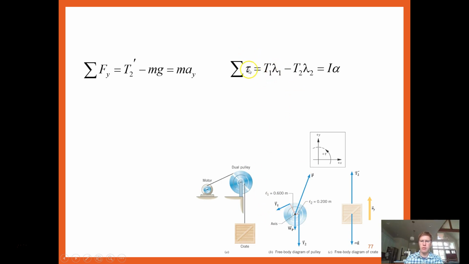So for the pulley, the sum of the torques is equal to I alpha. These lambdas represent the length L1. For some reason, the new version of PowerPoint changed my L to a lambda, so I apologize for that. But you can see that the torque is just force, so T1 times the perpendicular distance, lambda 1, which is 0.6 meters, minus T2, which is going down, times its perpendicular distance, lambda 2, which is 0.2 meters, and that equals I alpha.